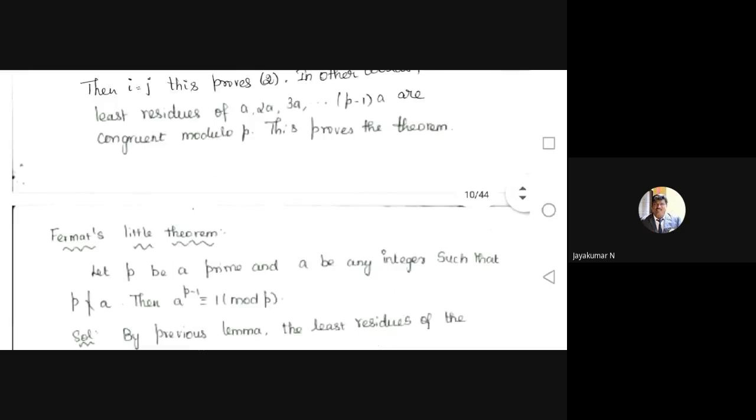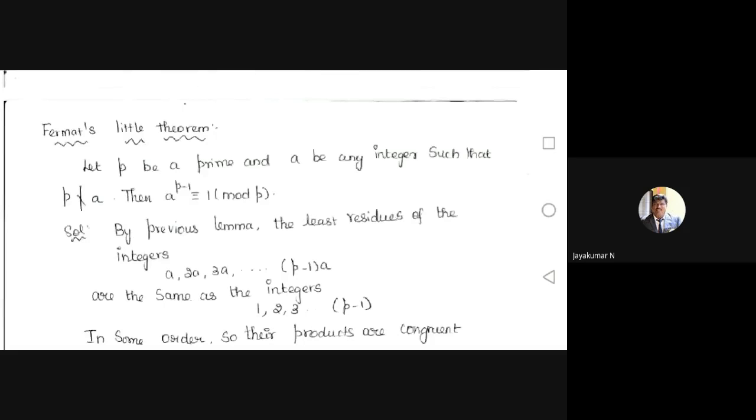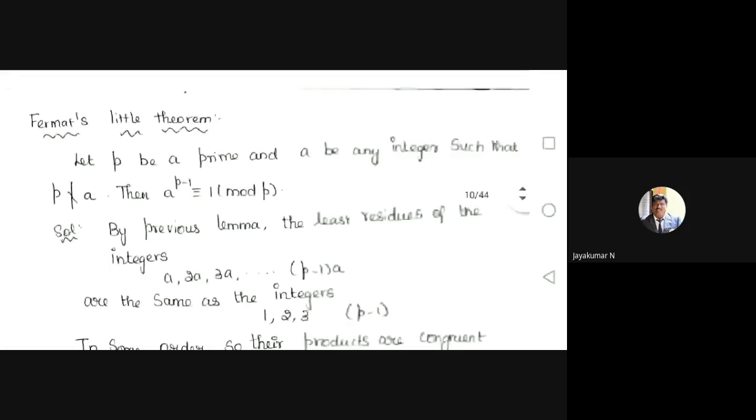So now the main theorem, Fermat's little theorem. Sometimes the statement of Fermat's little theorem will be asked under part A, and they may ask the proof under part B. Let p be a prime and a be any integer such that p does not divide a, then a power p minus 1 is congruent to 1 mod p.